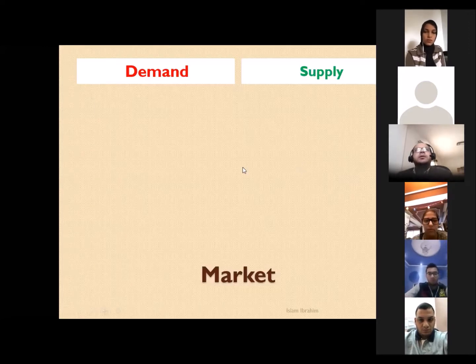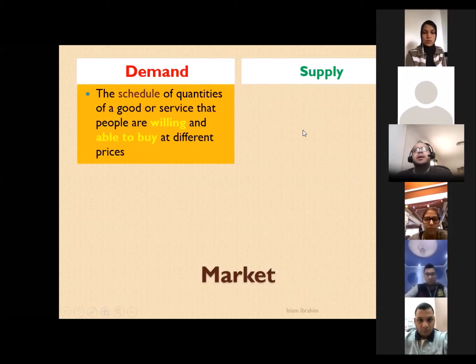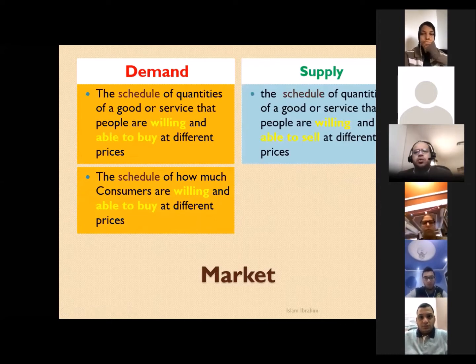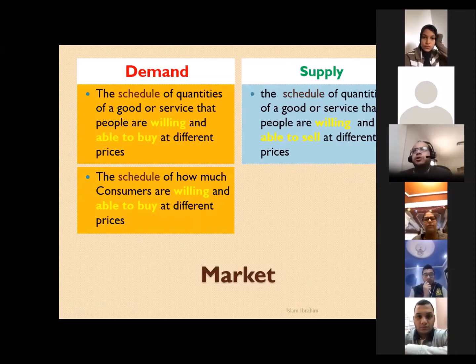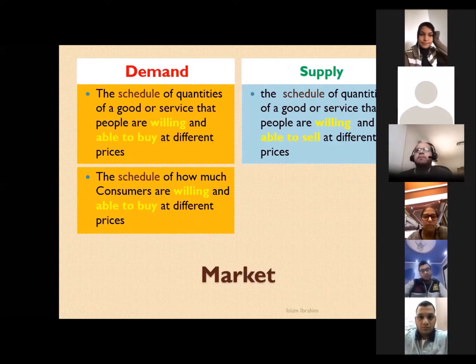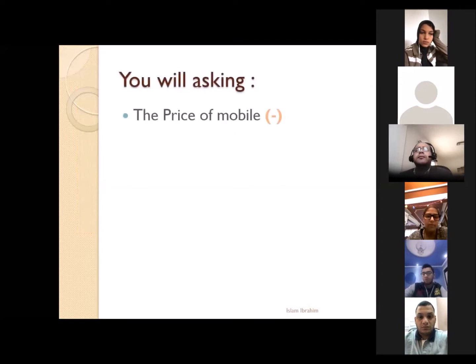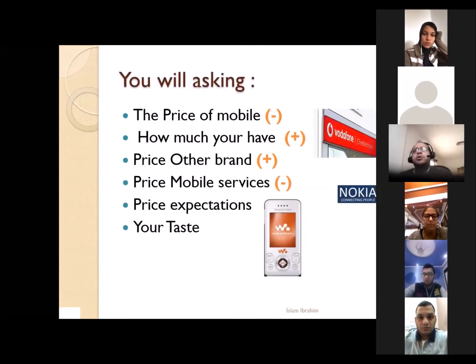So demand is the willingness and the ability to buy, and supply is the willingness and ability to sell. So willingness and ability. I'm willing, I have the desire, I hope, and I'm able to buy or I'm able to sell. This is simply the definition of supply and demand. And then we go to factors affecting demand. Again, this PowerPoint is uploaded on our classrooms.